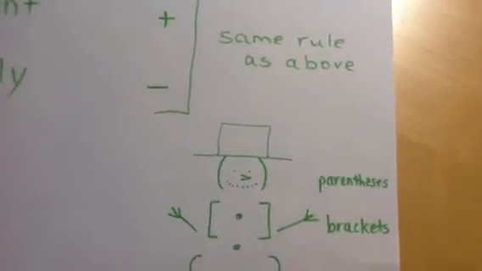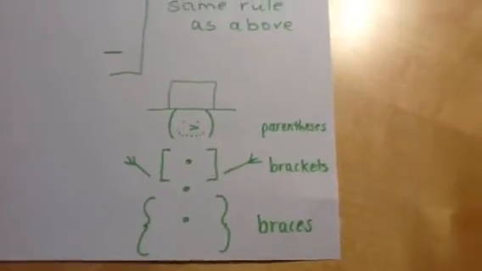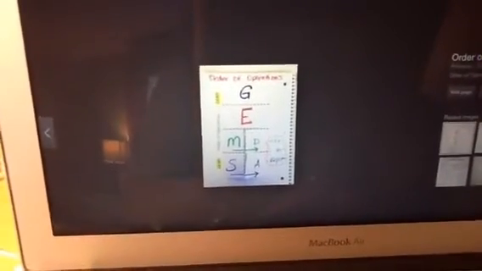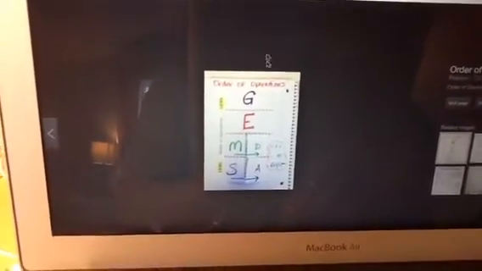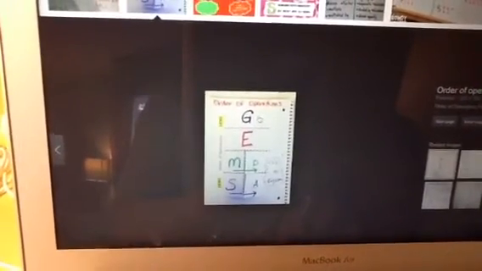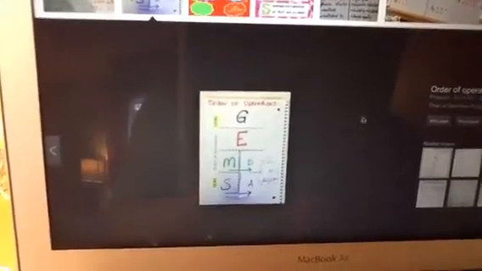I'm going to show you a couple of different graphic organizers that I've used in the past. I really like this one that I found, and it's a foldable. I like the fact that it has the M and the D going from left to right, but notice how it uses a G instead of a parenthesis.